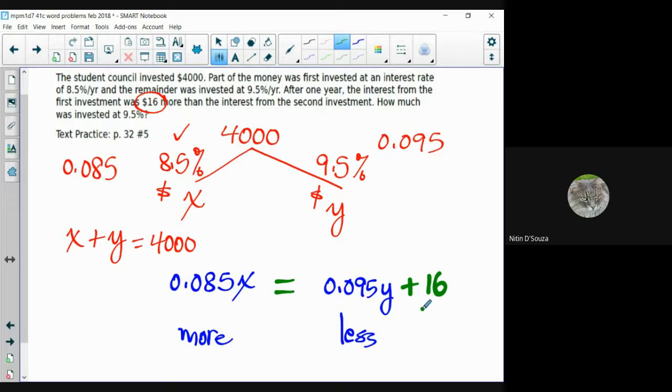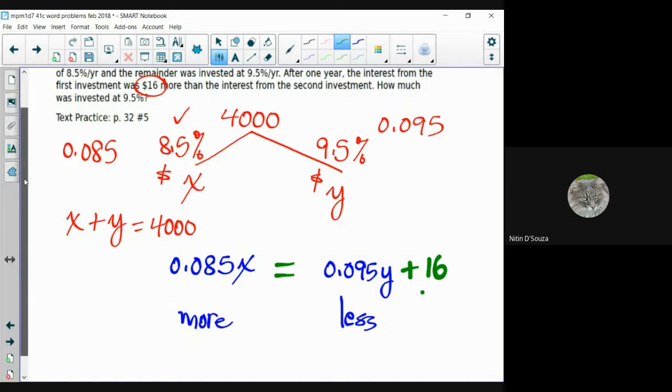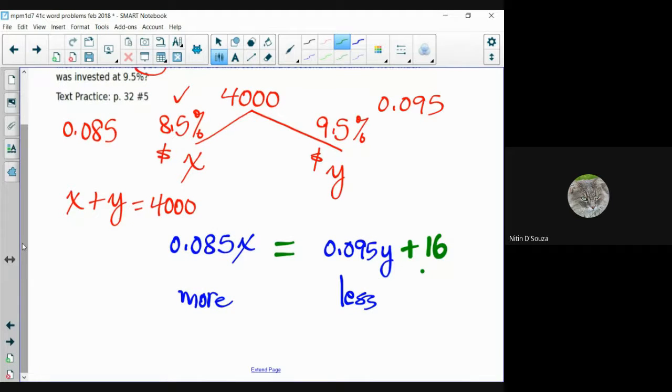Now, in this particular situation, actually, it doesn't matter. You could use substitution or elimination. But in this case, when you have these decimal numbers and so on, it's easier to use substitution.